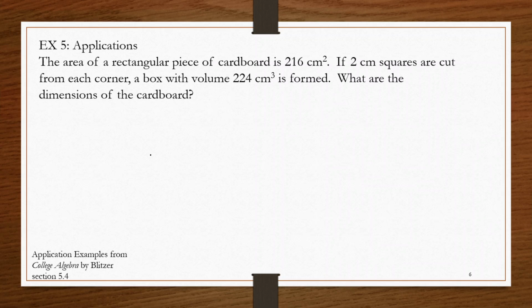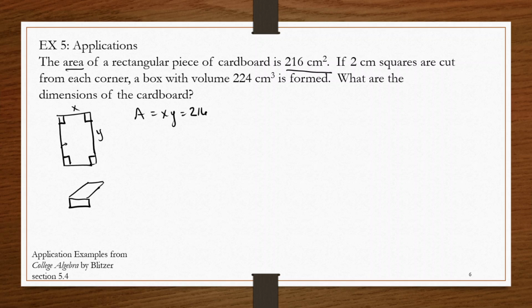Okay, last one. We now still have a rectangular box, or actually it's a piece of cardboard, and it is x by y, and the area is equal to 216 centimeters squared. Okay, now then we're going to cut squares out of the corners. In doing so, I can fold this up, and what I end up with is a box with a height of 2. Now, what is the length and width of the box?